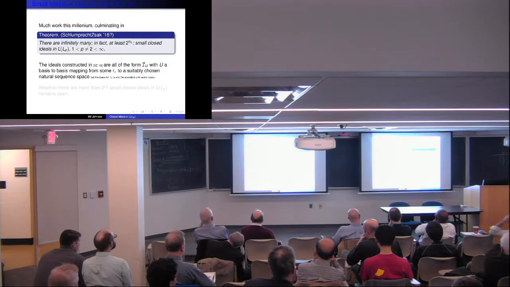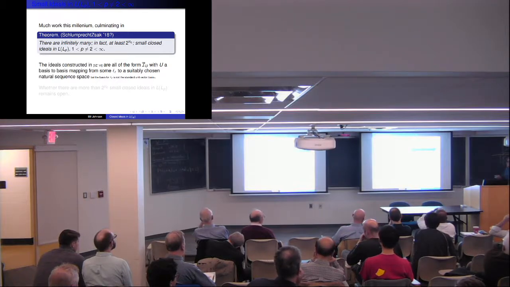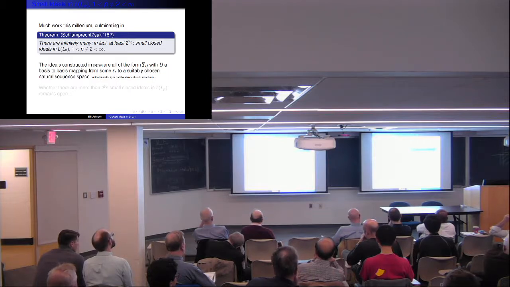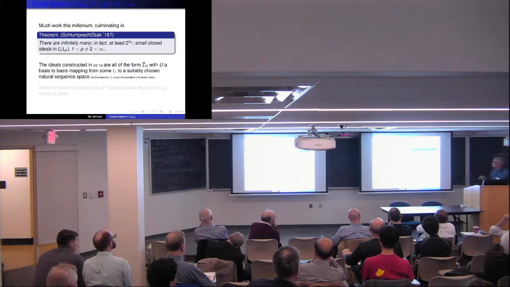Their ideals follow the same kind of philosophy as what we did. They're all of the form, the closure of the ideals that factor through a particular operator U, and U is even a basis-to-basis mapping, as we did. And the basis-to-basis mapping goes from a little l_r space, where r can change, to a suitably chosen natural sequence space that's just about natural.